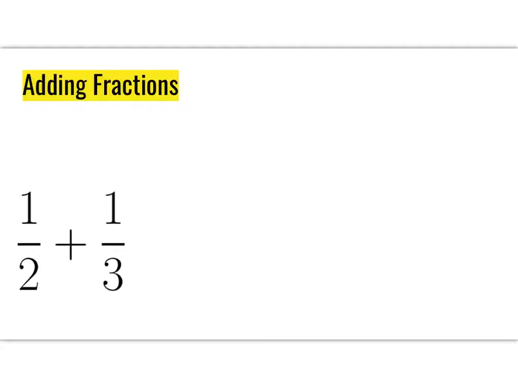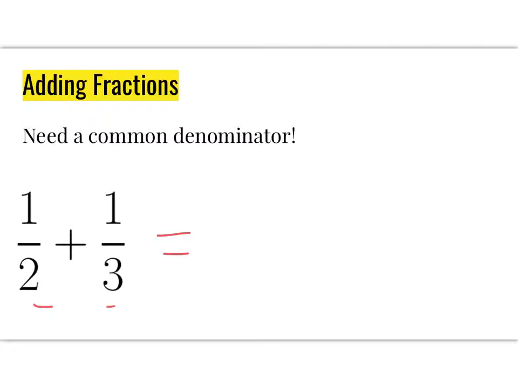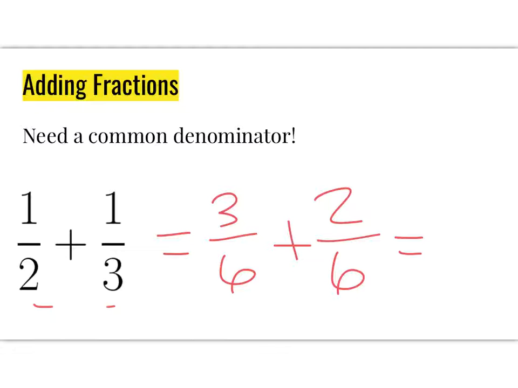For example, if we were adding 1/2 plus 1/3, what would we need? That's right, we would need a common denominator. And so we'd be looking for the least common multiple of 2 and 3. That happens to be a 6. So convert both of these fractions into something over 6. Well, 1/2 is the same as 3/6. 1/3 is the same as 2/6. And at this point, we add the numerators. 3 plus 2 makes 5. And so we get 5 over 6.